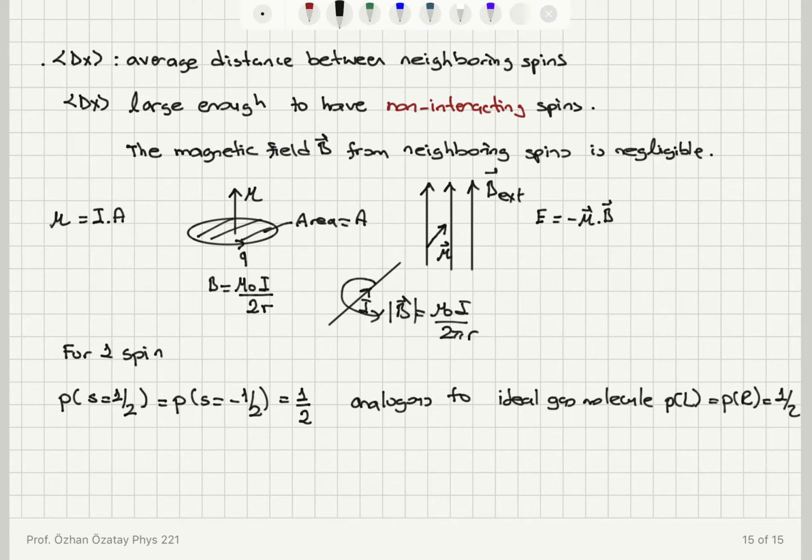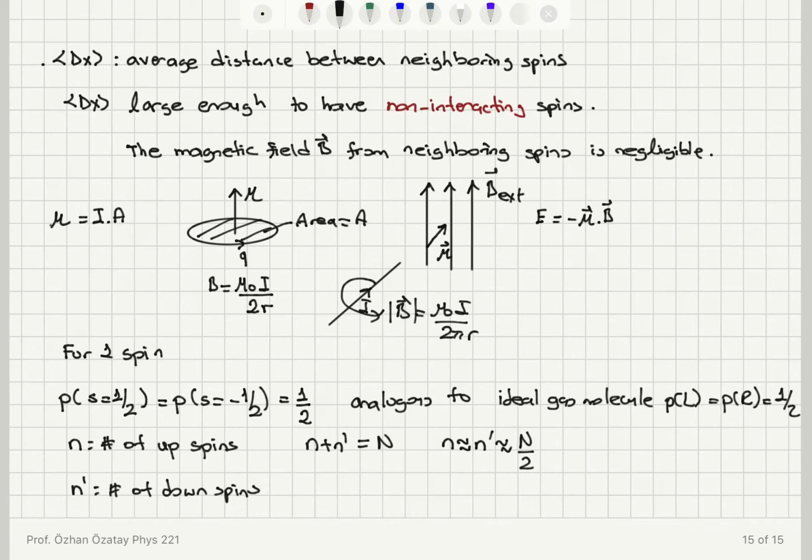Now, in this case, I call small n the number of up spins, s is equal to 1/2, and n prime the number of down spins, so that n plus n prime is equal to the total number of spins, and at equilibrium I have n is equal to n prime is equal to capital N over 2. So the time average value of n is N over 2.